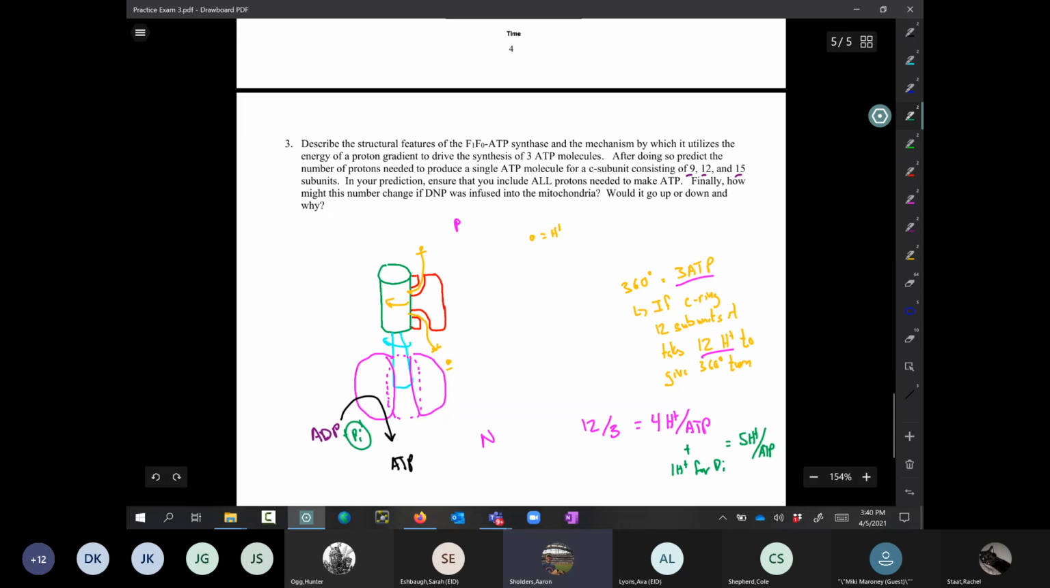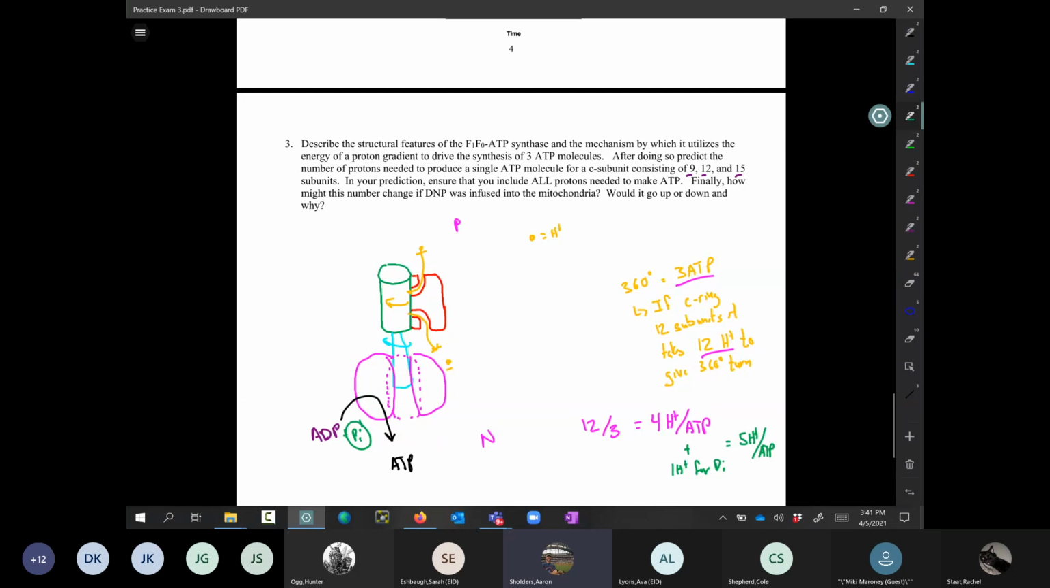Okay? All right. So it says this: after doing so, predict the number of protons needed to produce a single ATP molecule for a c subunit consisting of 9, 12, and 15 subunits. Okay, so there we go, 5 protons per ATP. All right, 4, 12. You can do it, it's fairly simple arithmetic. You can start to move around these numbers and get different numbers. Okay, so I will say this: you want to understand why those numbers are the way they are, and I tried to explain that over here.